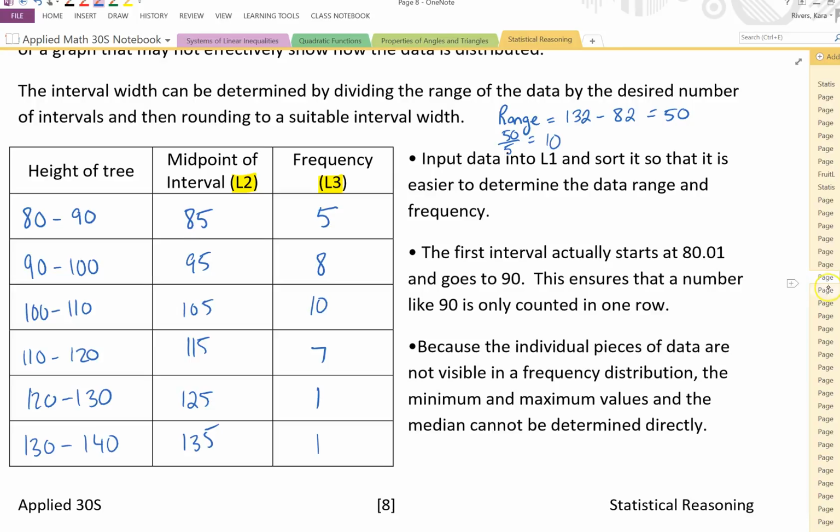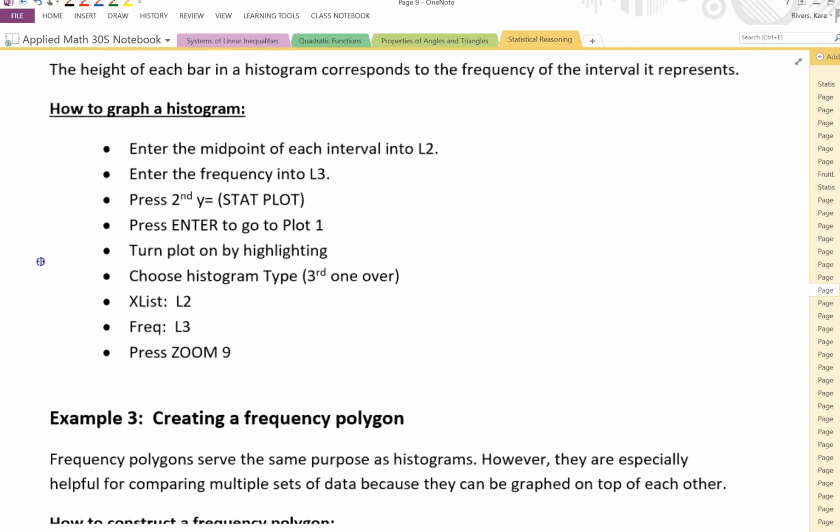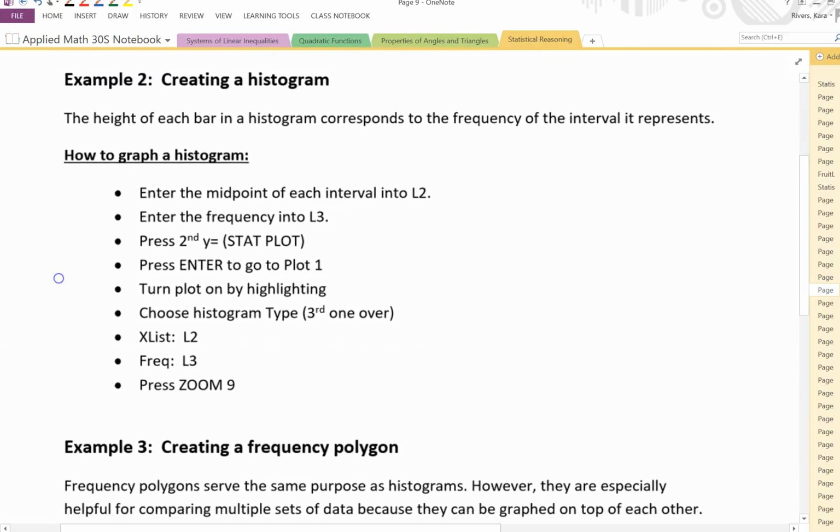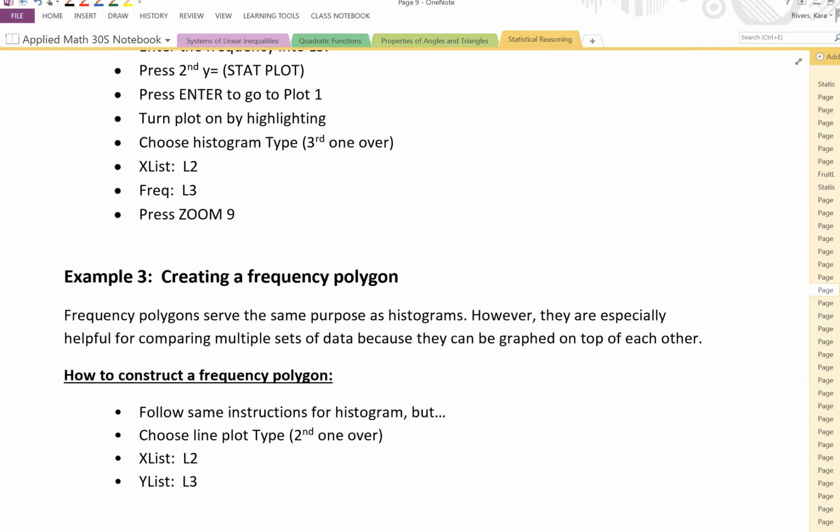Alright, let's take a look at the next page. What the next page is telling us, there's a list here of instructions for how to create our histogram, for example 2, and then a list here for how to create a polygon, a frequency polygon. And we'll look at the difference between those.